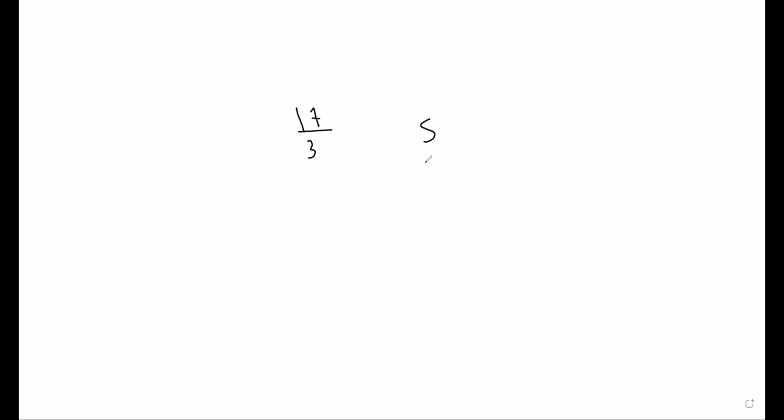And how many is left over? It went up to 15, so you count 16, 17, 2 left over. 2 over 3. Someone said 5 and 2 over 3. So 5 and 2 over 3 is what you get for that one.